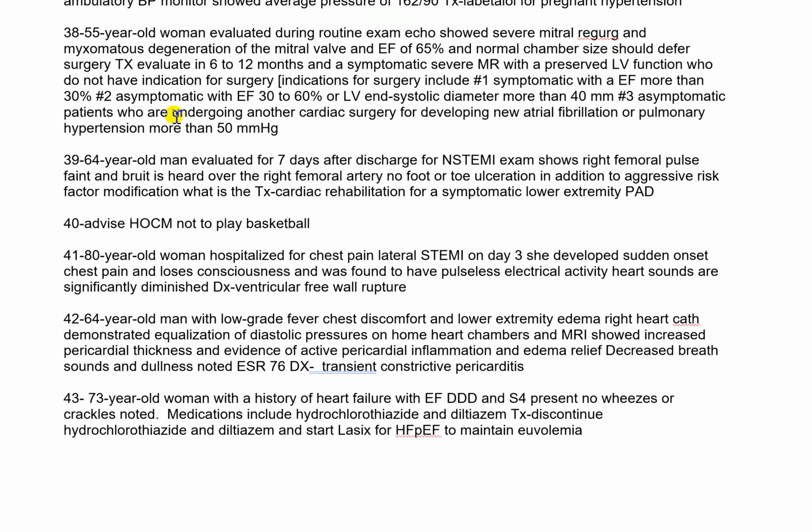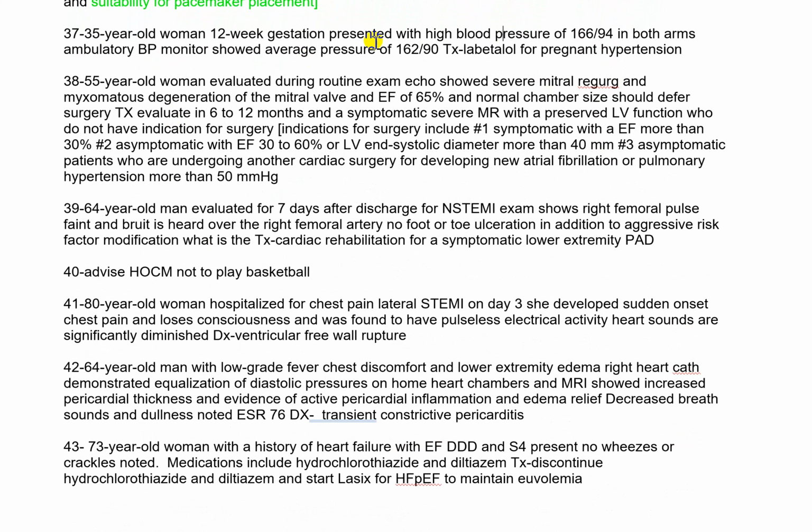Now we have this pregnant lady that has high blood pressure of 166 in both arms, and showed average blood pressure is too much. Like you see, so she's hypertensive, okay? So now the question is basically asking you, how do you treat hypertension in a pregnant lady? What's the best medication? Labetalol, hydralazine, and one more. Okay. Yeah, labetalol, hydralazine.